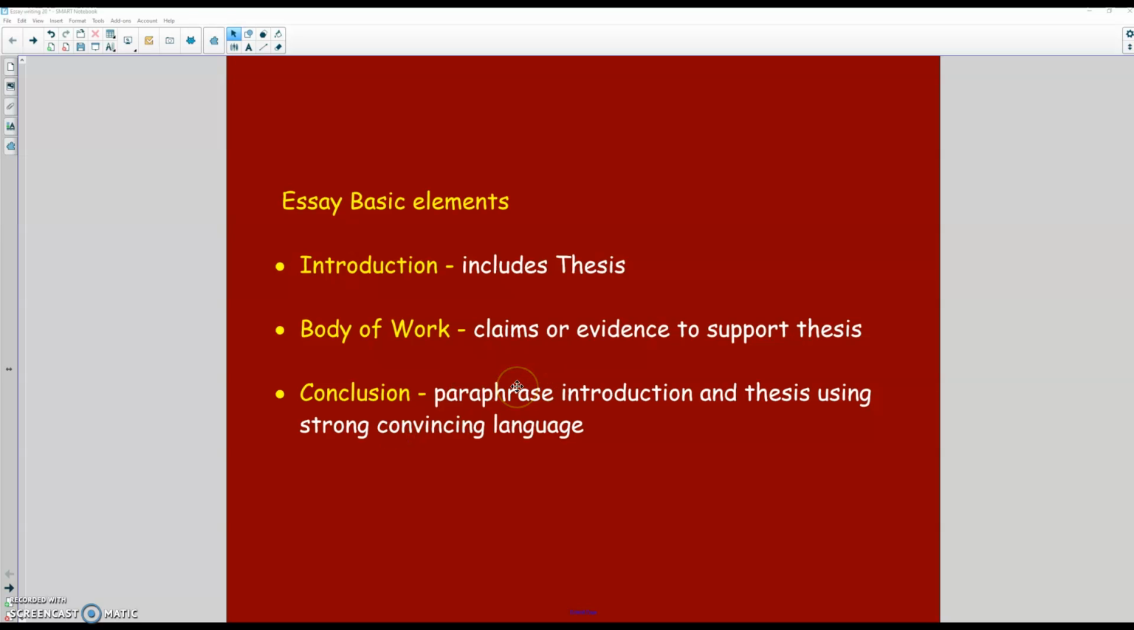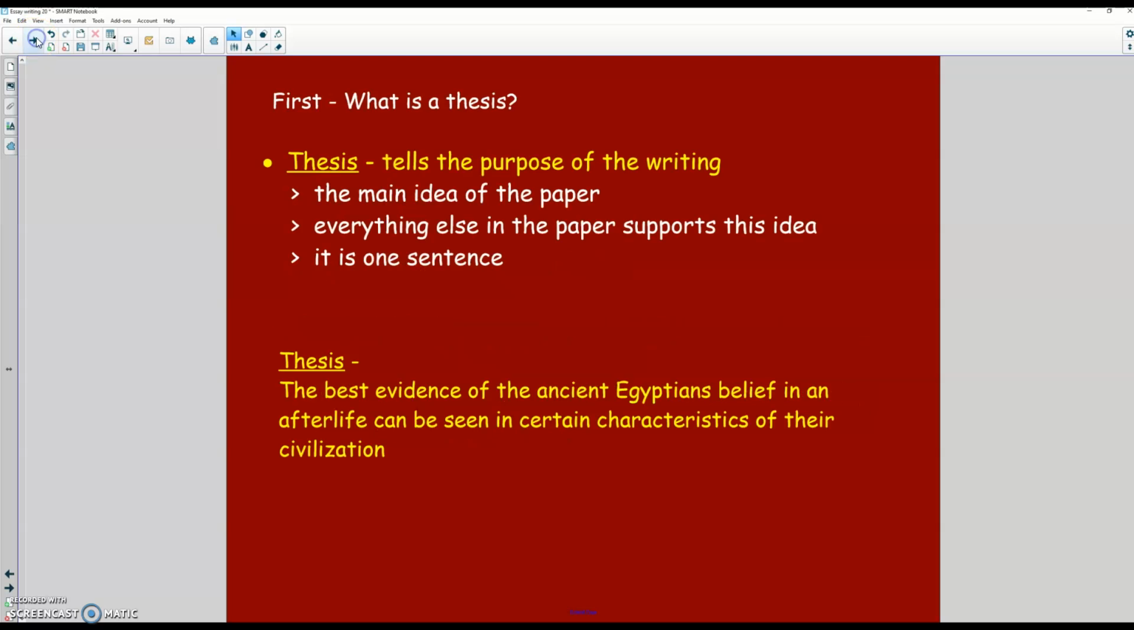So, paraphrase is a word that means that you're taking a sentence and changing the wording, but not the thought expressed in the sentence. So I'll show you what that means in another slide. So those are the three basic elements. Your HSI report should have three paragraphs: an introduction, a body of work, and a conclusion.